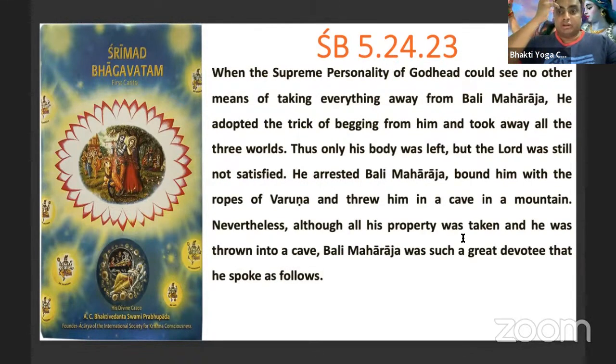When the Supreme Personality of Godhead could see no other means of taking everything away from Bali Maharaj, he adopted the trick of begging from him and took away all the three worlds. Thus, only his body was left, but the Lord was still not satisfied. He arrested Bali Maharaj, bound him with the ropes of Varuna, and threw him in a cave in a mountain. Nevertheless, although all his property was taken and he was thrown into a cave, Bali Maharaj was such a great devotee that he spoke as follows.